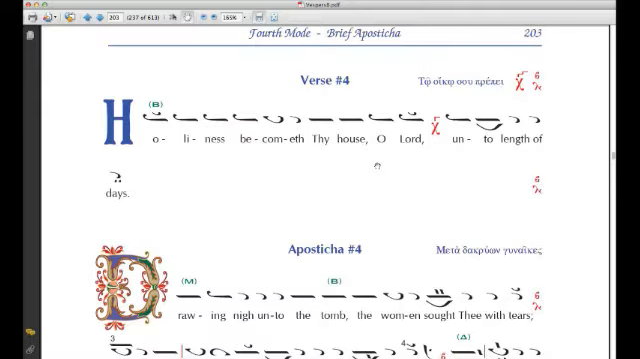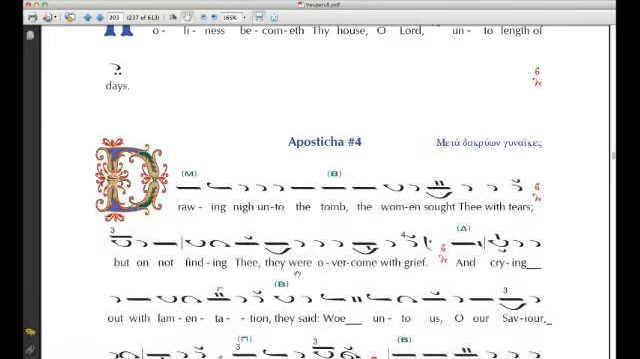Verse number 4, Apostica number 4. We'll sing it with the words this time. We'll just start with Apostica number 4, doing it a little faster, and then depending upon how we do, we'll go back and do everything even faster.